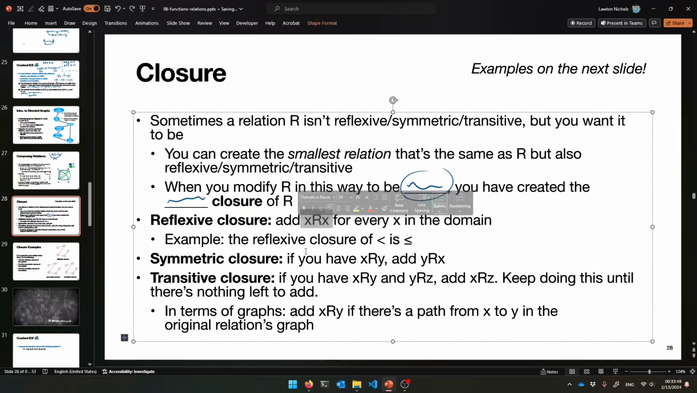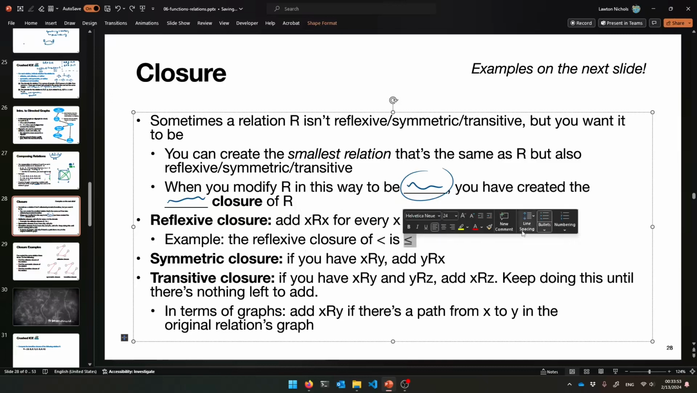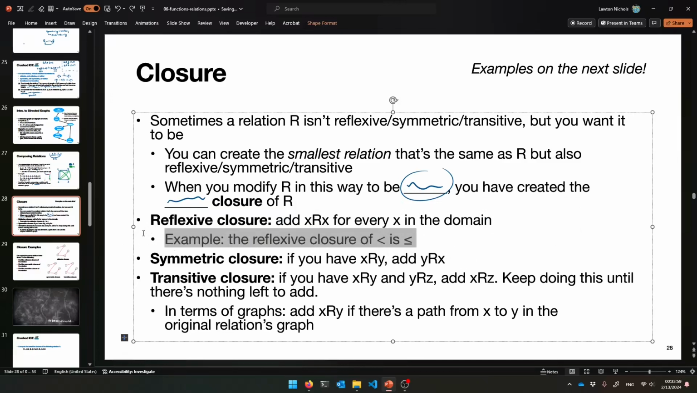A good example of that, the reflexive closure of less than, is that everybody's got to be related to themselves, so it becomes less than or equal to. Think about that once I show you an example. I promise it'll make sense. So that's reflexive closure.